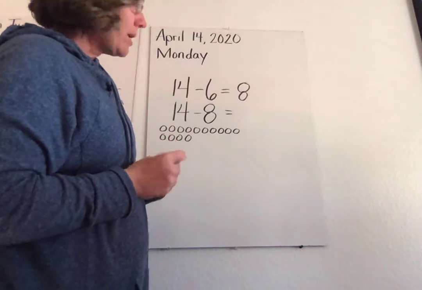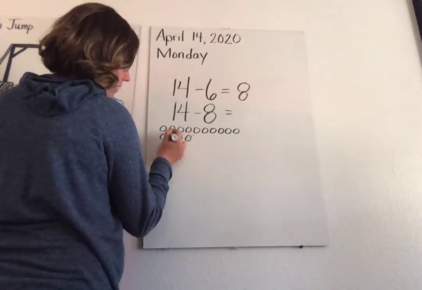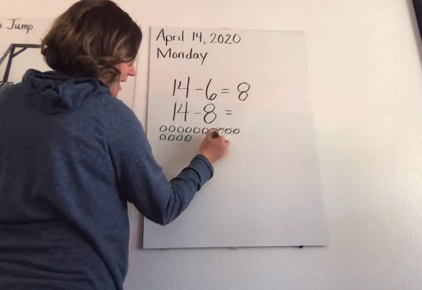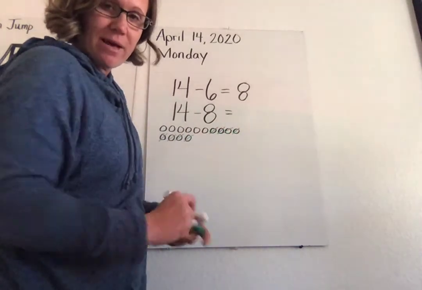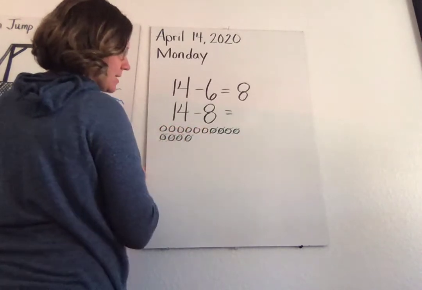Now I need to cross out 8 of them. So I'm going to go 1, 2, 3, 4, 5, 6, 7, 8. How many do I have left though? 1, 2, 3, 4, 5, 6.